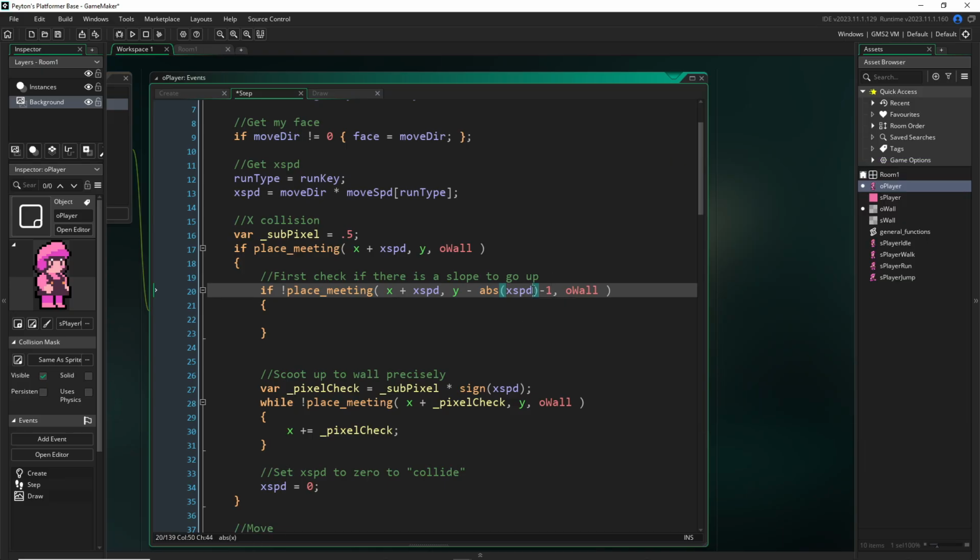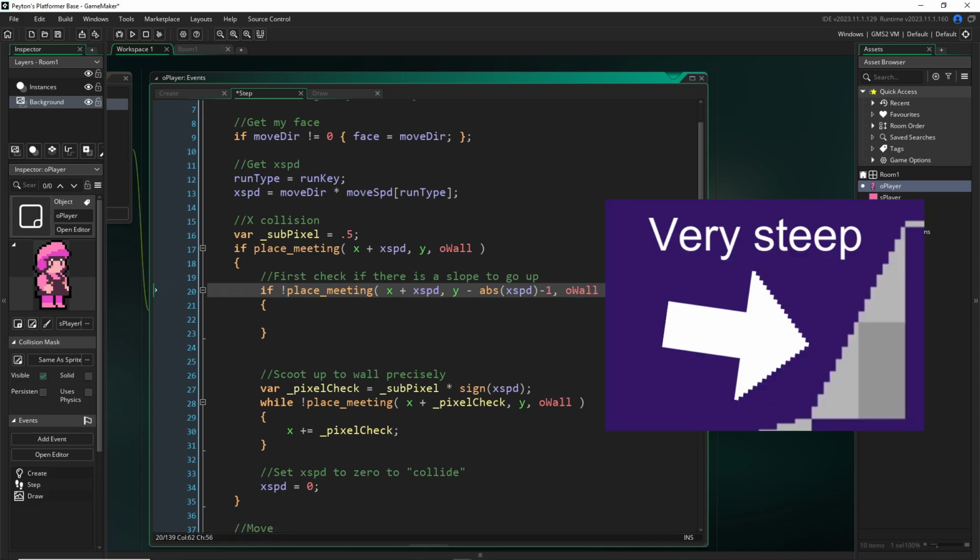Technically, there may be a case where if the X speed is like positive or negative 1, then maybe you'll accidentally be able to go up a slightly steeper slope every now and then. If that's the case, you could change this to be our sub pixel value, but you probably aren't going to be putting too many walls with this slope in your game, right?